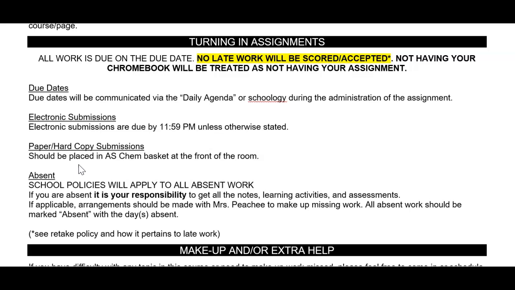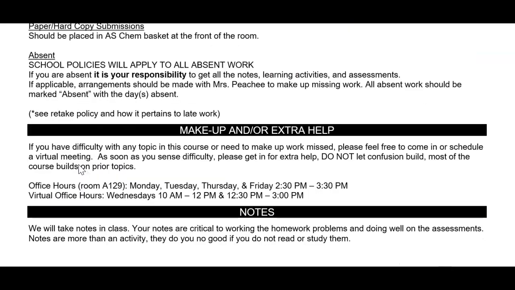If you're absent, all work must be submitted within a reasonable amount of time. See me if there's an issue. I'm very willing to work with you and help you get through that. I know you have many classes to catch up on when you're absent. I can be flexible if you have a plan when you come to me. But it is your responsibility to get anything you're missing from an absence. Either see me or a fellow classmate to do so.